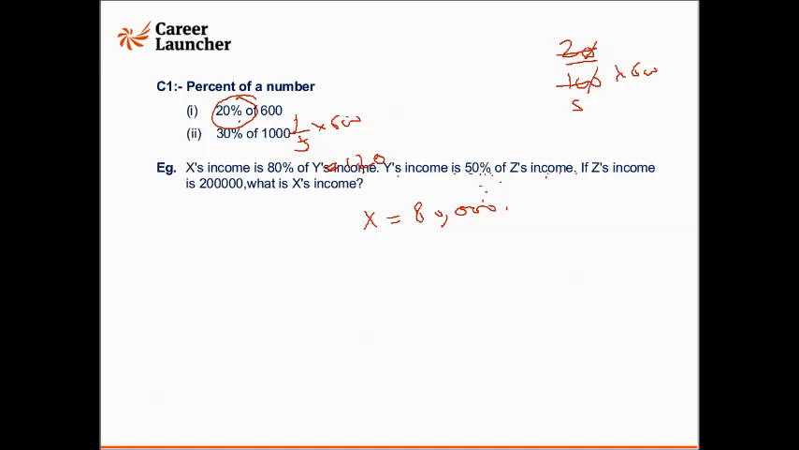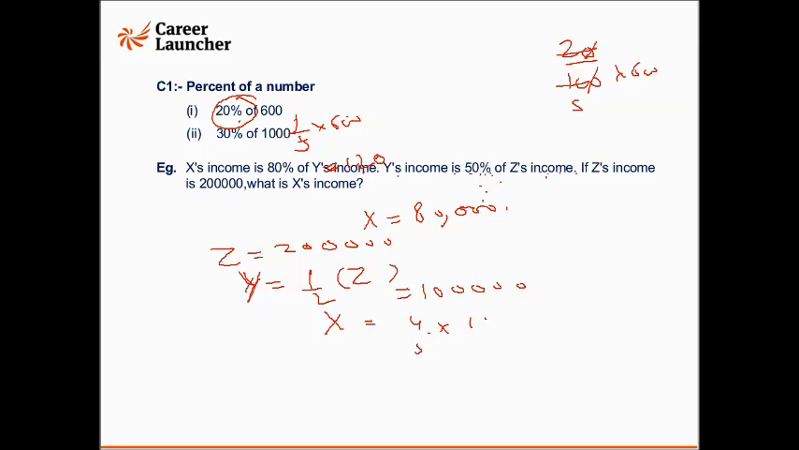So now I'll show you what I have done. Z's income is this 2 lakh, and Y's income is half of this 2 lakh. So you will get 1 lakh, correct? So X's income is 80%. 20% is 1 by 5. So 80% is 4 by 5, correct? So 4 by 5 of this Y's income, you will get 80,000, correct? So in this way, you approach this question, right?